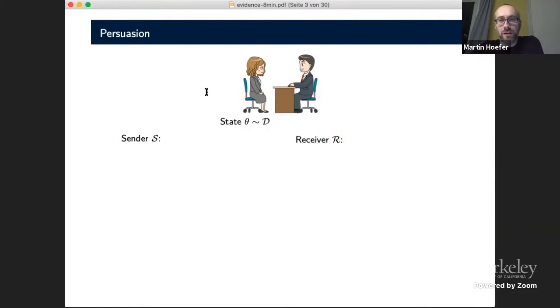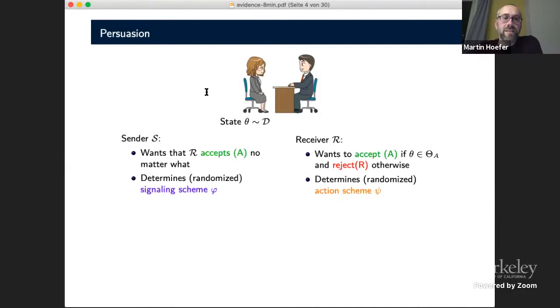The state of the world is actually drawn from a distribution D. This distribution D is known to both sender and receiver. Now the sender, like I said, wants the receiver to accept no matter what. The receiver, on the other hand, wants to make a correct decision. So they determine a signaling scheme for the sender. He essentially sees the state of the world and then sends a signal, a message to the receiver. And the receiver has an action scheme. Upon hearing that message, he determines which action to take.